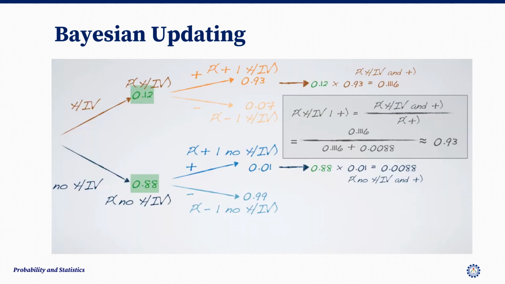Here is a graphical representation of Bayesian updating. As you can see here, this is our first Bayesian computation. We have 0.12 for HIV and 0.88 for no HIV, as we recall from the previous example. If we run another series of Bayesian updating, we get that the probability of HIV after the second ELISA test is 0.93, and for no HIV it's 0.088. That's how we conduct Bayesian updating using a tree.